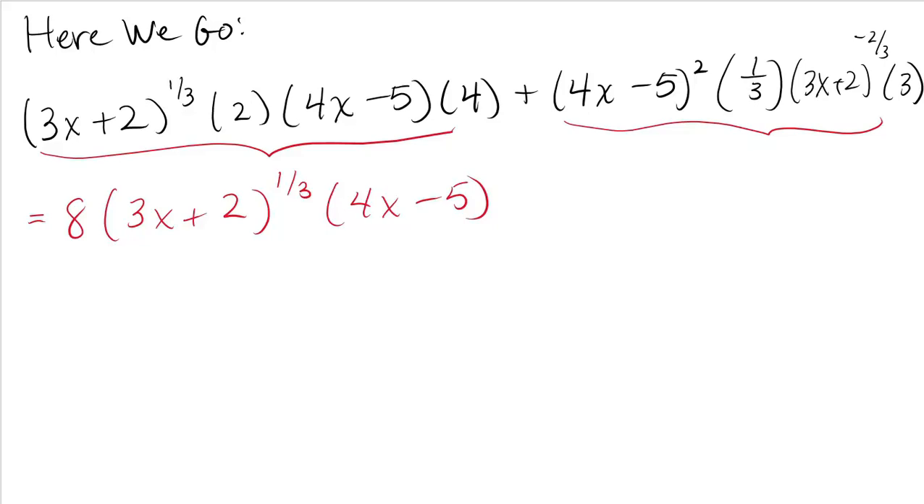In the second term, there's actually a nice result. 1/3 times 3 is 1. When 2 things multiply to 1, we say they cancel. And so in the second term, we just copy down what's left over after we cancel. 4x minus 5 squared and 3x plus 2 to the negative 2/3.